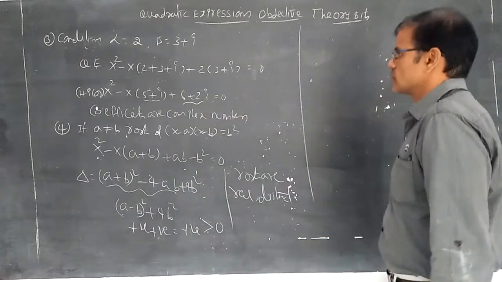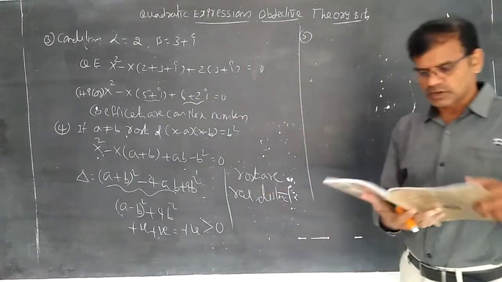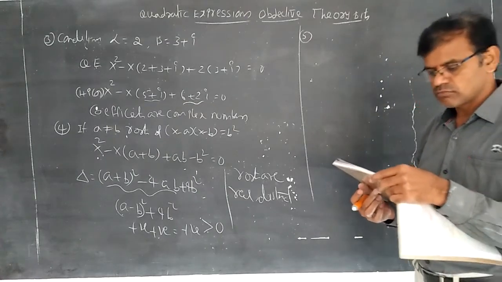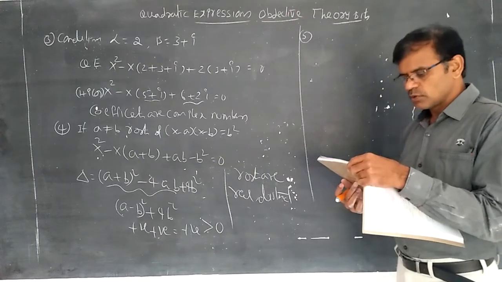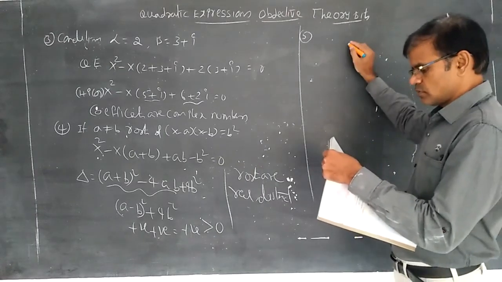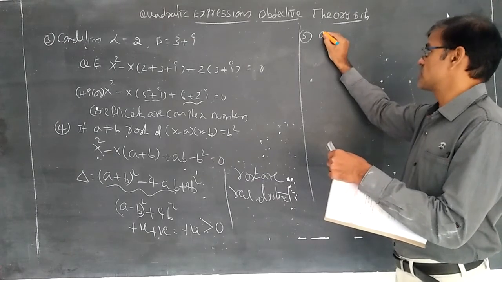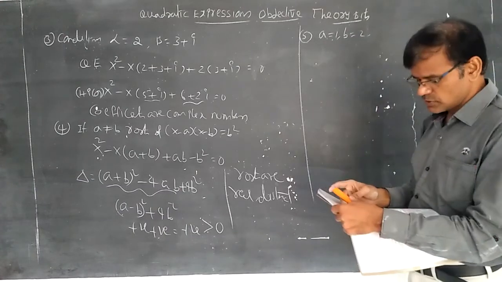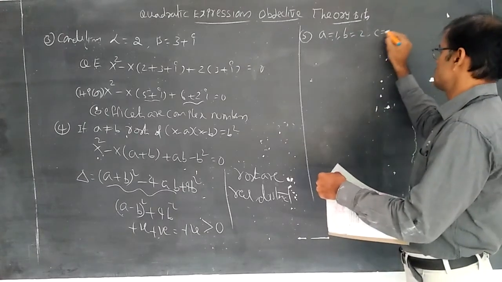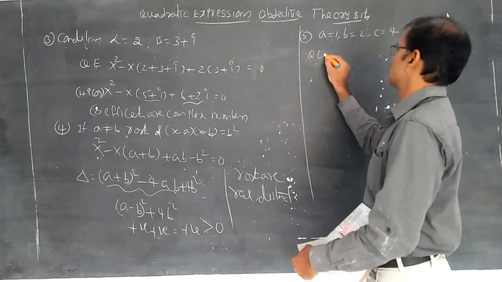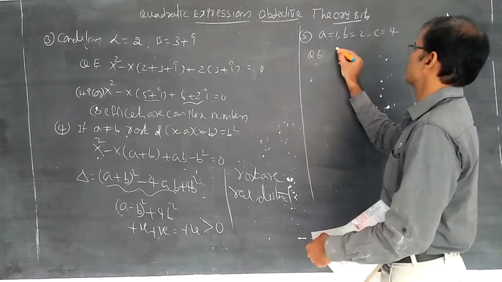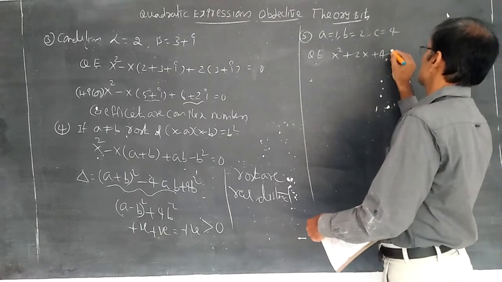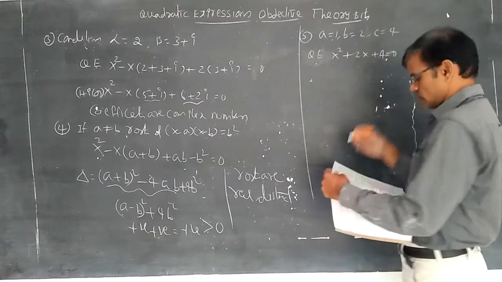Real and distinct. Let us discuss the fifth question. If A, B, C are positive numbers in GP, then the roots of the equation. Let us take these as GP: A is equal to 1, B is equal to 2, C is equal to 4. The quadratic equation we can write is x square plus 2x plus 4 equal to 0.